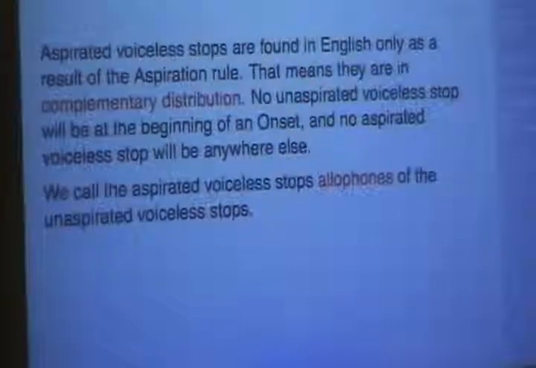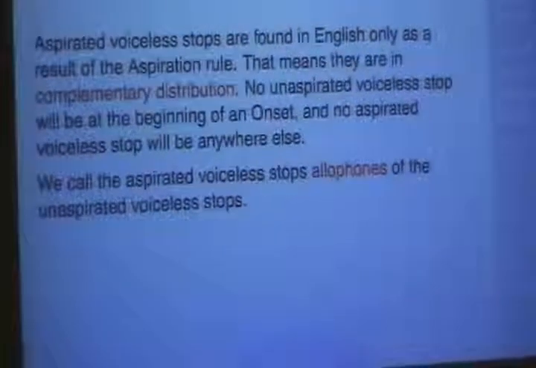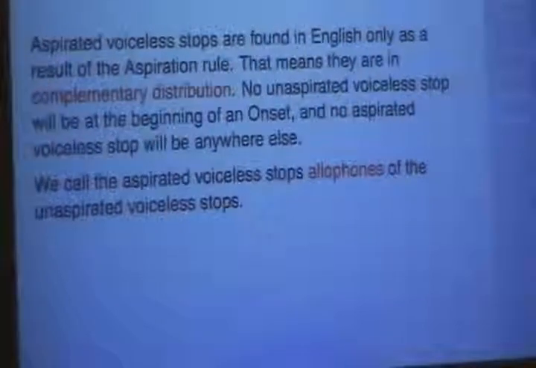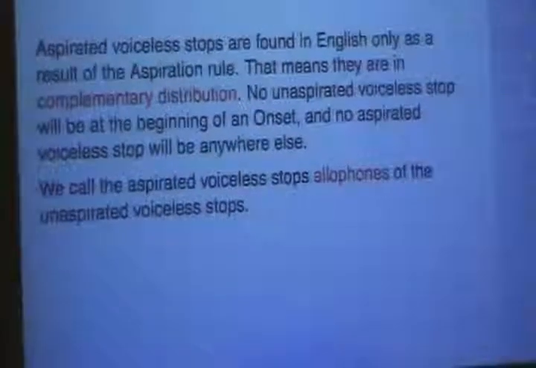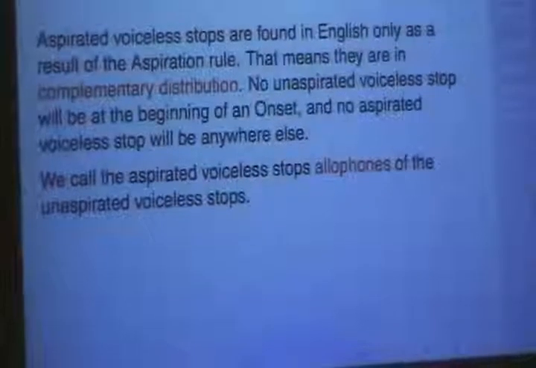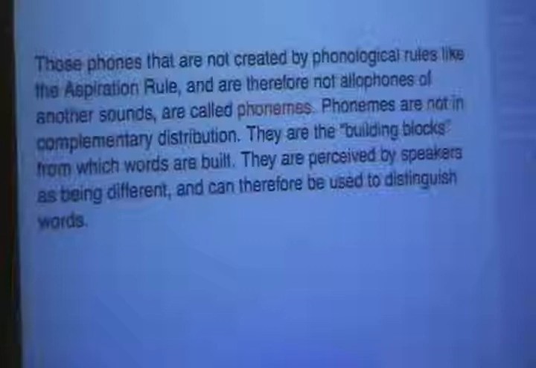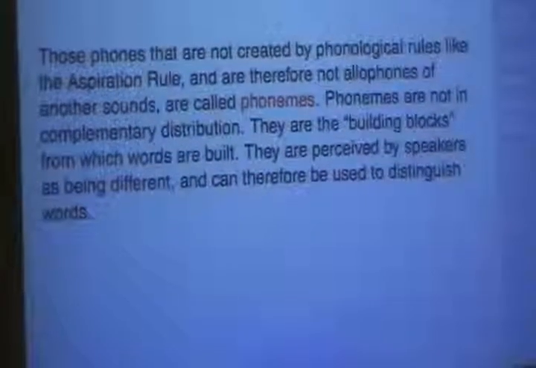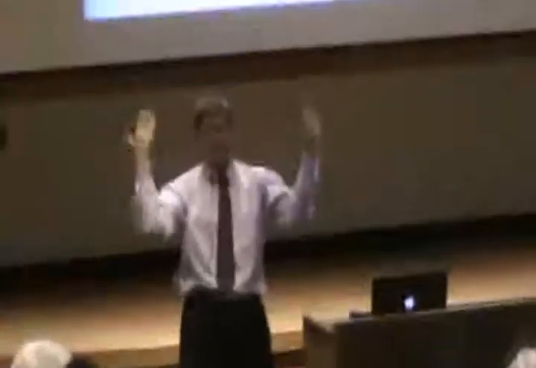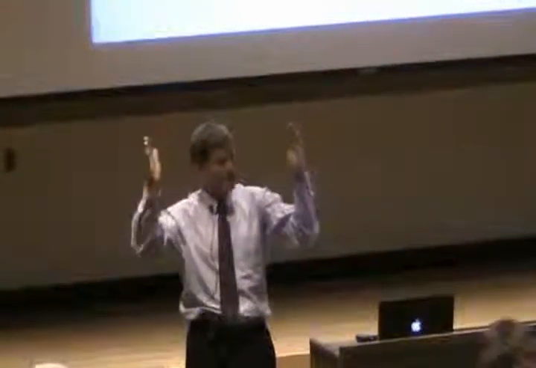We have names for these two phones. We call the phone that is converted from another by a rule like this one an allophone. So an aspirated ta, an aspirated ka, and an aspirated pa are allophones of ta, ka, and pa. We call those sounds that are not related by rules of this sort phonemes. So for instance, ta and pa, there's no rule that says pa is the way you say ta somewhere. Ta and pa are phonemes. Neither one is an allophone of the other. They're independent sounds.